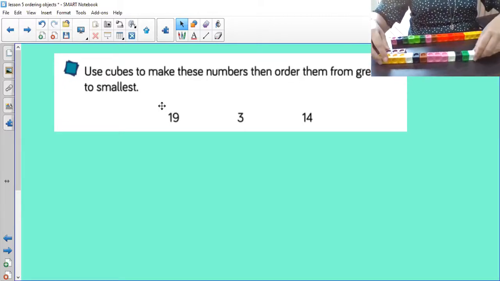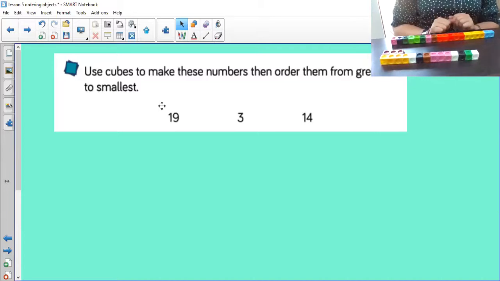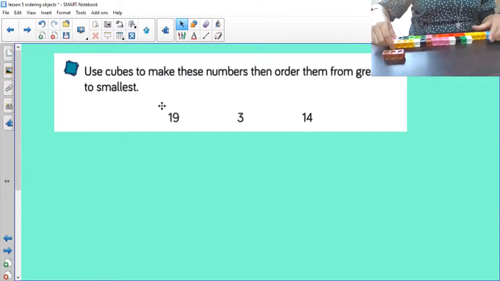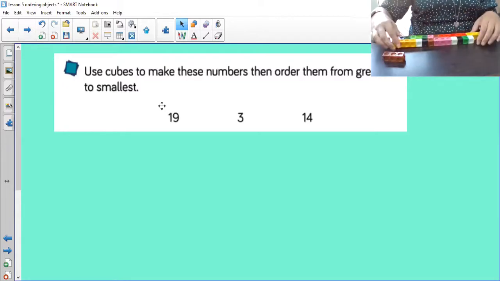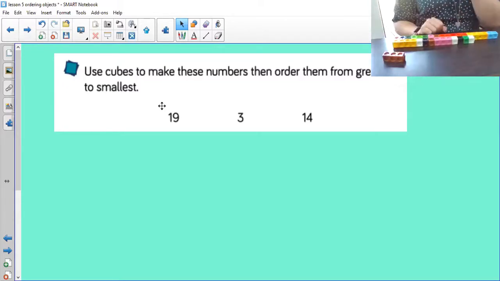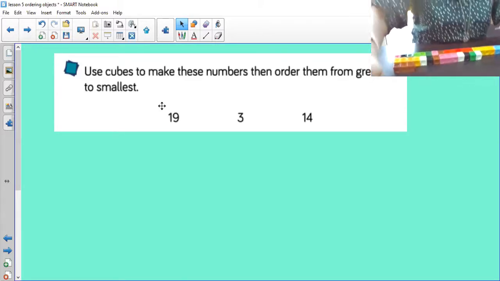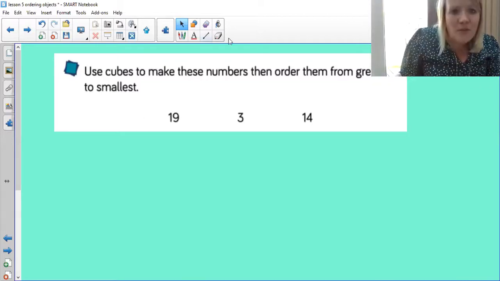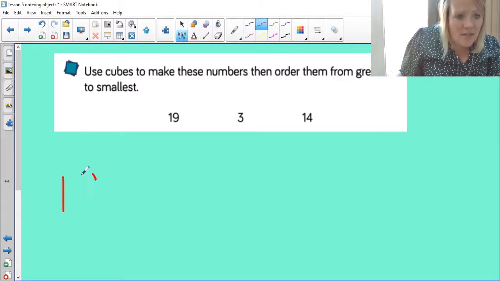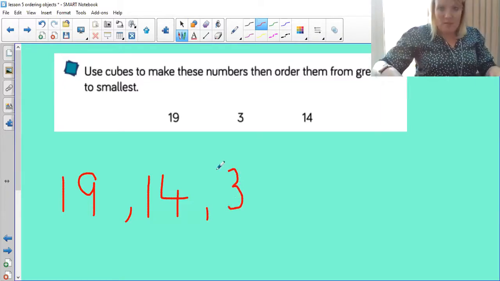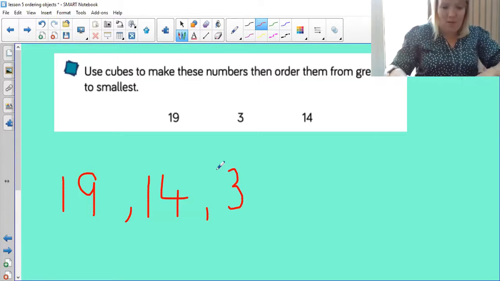Then the next, what's bigger? 3 or 14? Yeah, you knew that one. 14's bigger. And just by looking at that, we can see it's longer. When we look at objects, we know it's a bigger amount. And then our 3. So 19, 14, and 3. That's how we would order them. And if I was to write my numbers here, I'd say 19, 14, and then finally 3 is the baby. There you go, smallest.